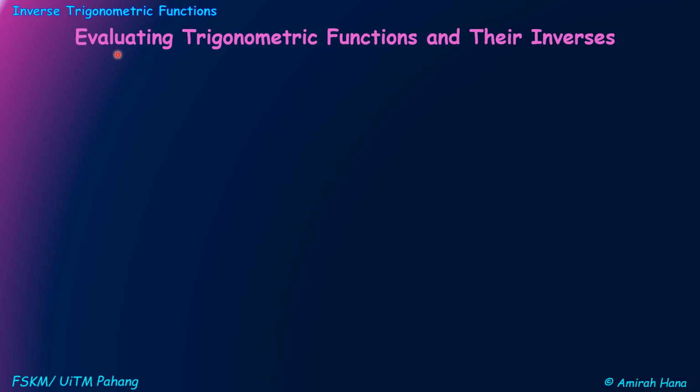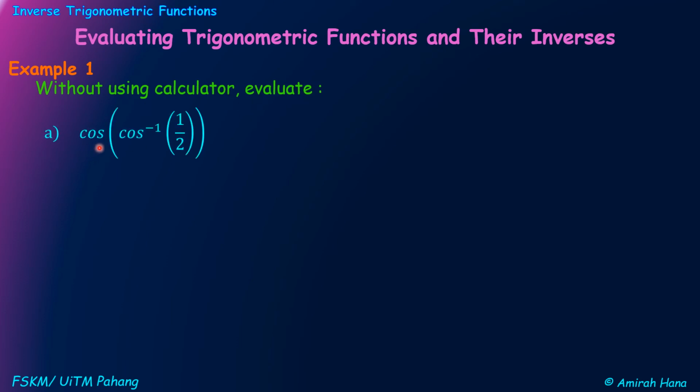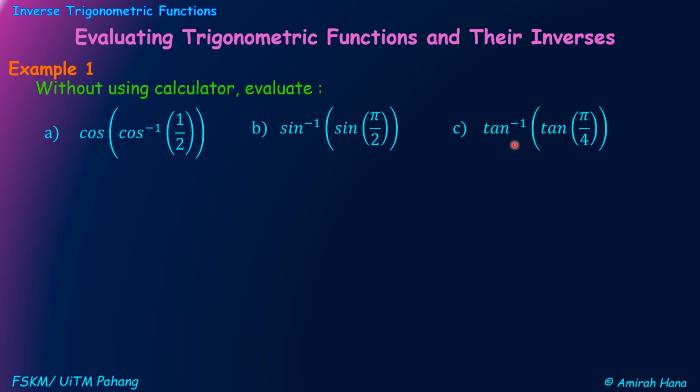How to evaluate trigonometric functions and their inverse. Now we look at example 1. Without using a calculator, evaluate A, cos composite with inverse cos half, B, inverse sine composite with sine pi over 2, and C, inverse tangent composite with ordinary tangent pi over 4. Now we look at the solution.